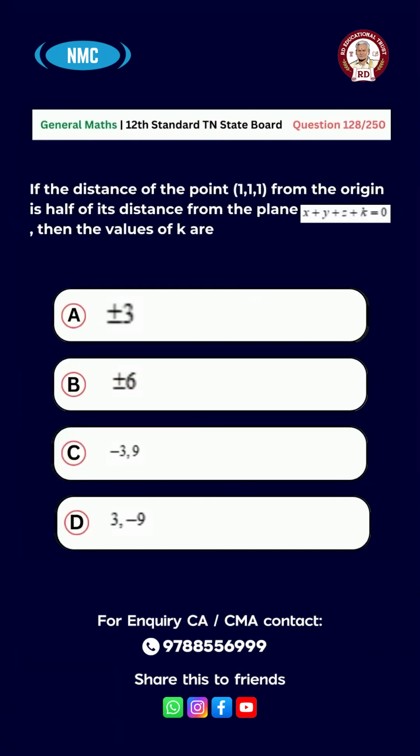Question number 128. If the distance of the point 1, 1, 1 from the origin is half of its distance from the plane x plus y plus z plus k equal to 0, then the values of k are option A plus or minus 3, option B plus or minus 6, option C minus 3, 9, option D 3, minus 9. The correct option is option D 3, minus 9.